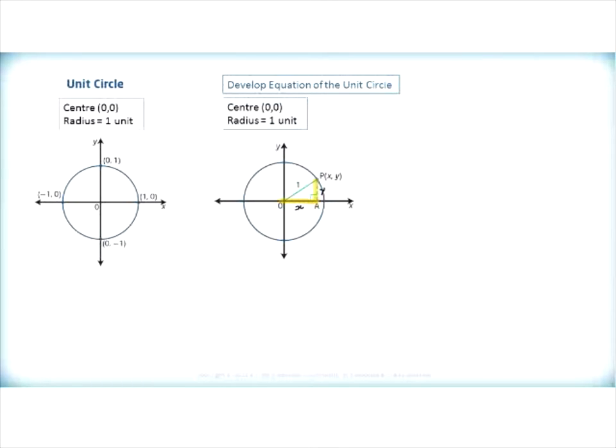We know from the Pythagorean theorem that x squared plus y squared equals 1 squared. So we get x squared plus y squared equals 1. That is very simply the equation of the unit circle. x squared plus y squared equals 1. Every single point on that circle will satisfy that equation.